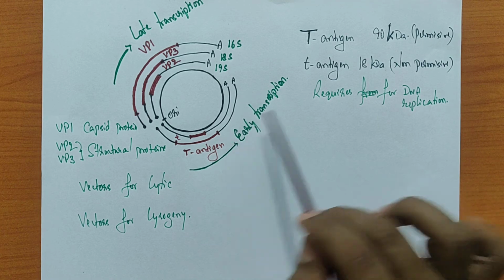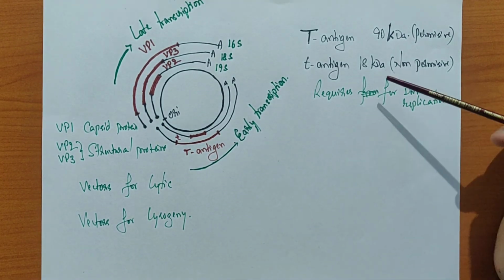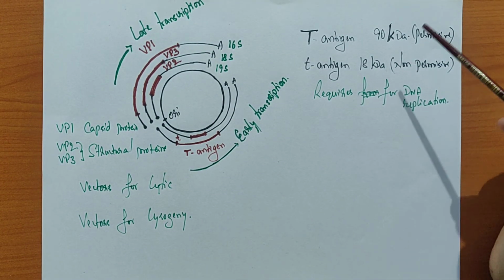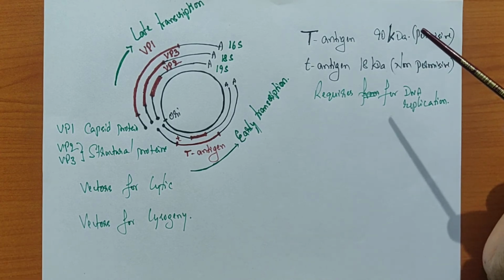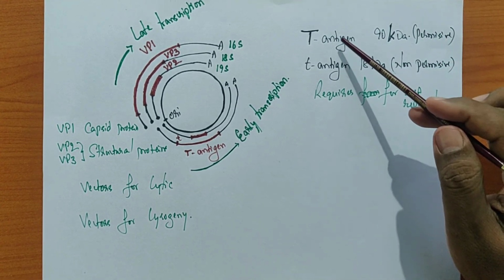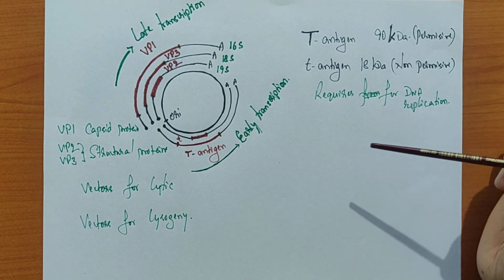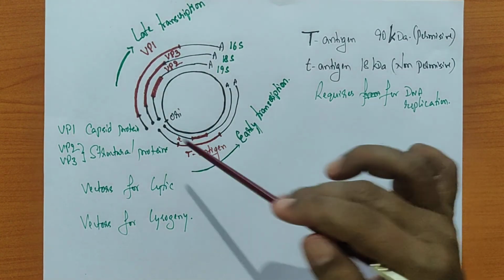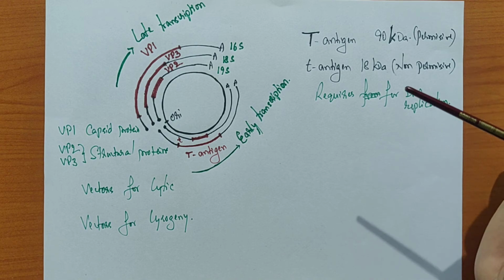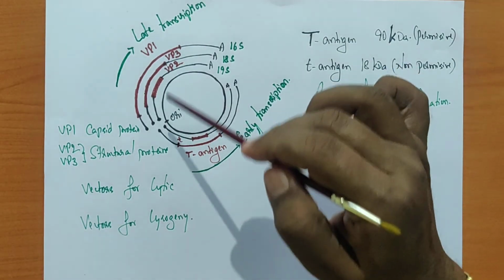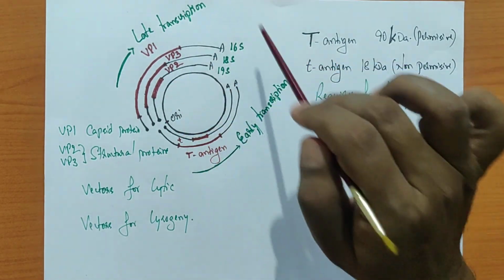It's the same mRNA but spliced differently, and we are going to get two different antigens. That is the early transcription. Now these T antigens are responsible for the DNA replication. Another one is going to be the late transcription, so we will just discuss the case of late transcription.